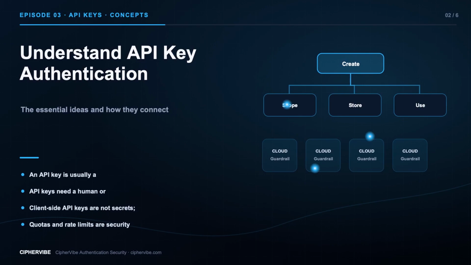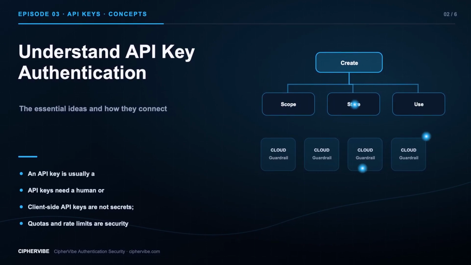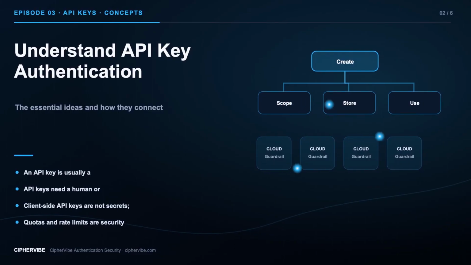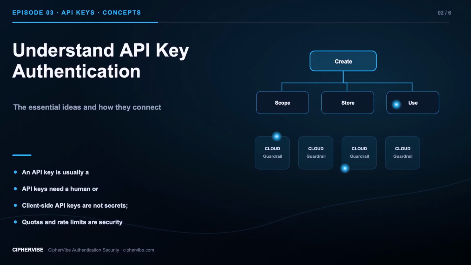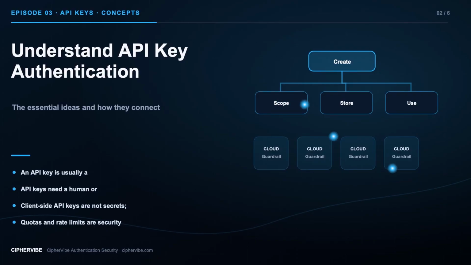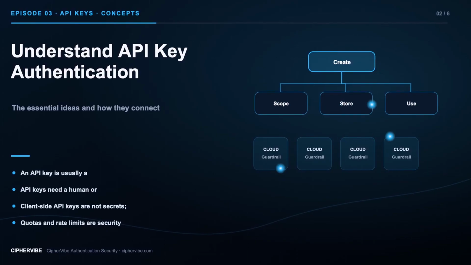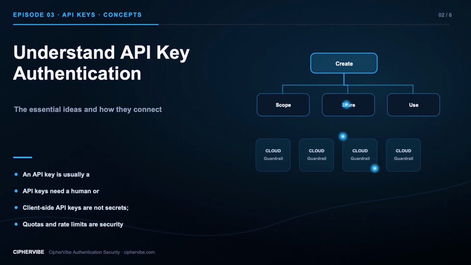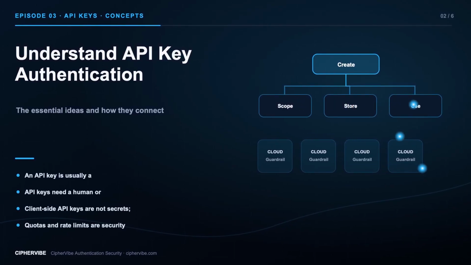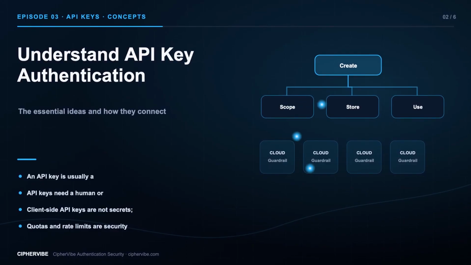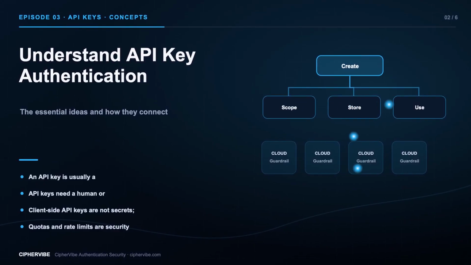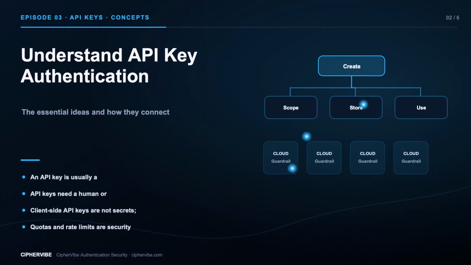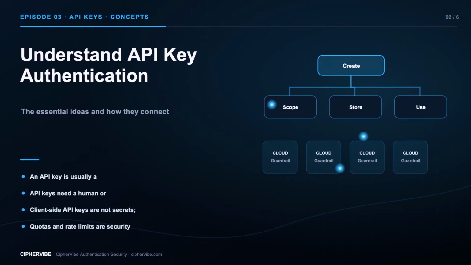Third, client-side API keys are not secrets. Anything shipped to a browser, mobile app, or public repository should be treated as exposed. Fourth, quotas and rate limits are security controls as well as cost controls because they limit damage from leaked keys. Fifth, key rotation only works when applications can reload safely and owners can see impact before disabling the old key. Sixth, usage logs should identify key ID, owner, source, endpoint, volume, errors, and suspicious geography or behavior.